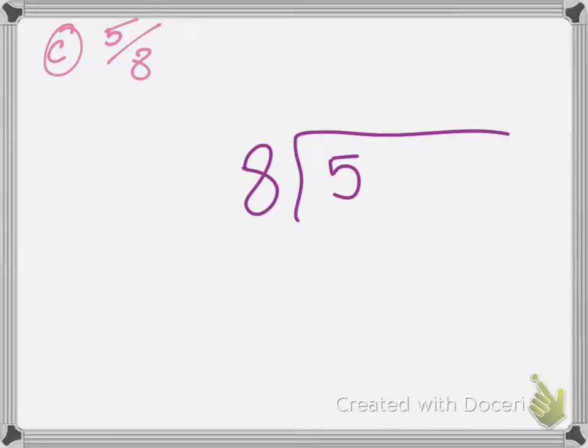I got 625 thousandths, or 0.625. Yes. So 8 goes into 5 0 times. I do 0, dot, 0. It's just the first thing that we always do. 0, dot, 0. It goes into 50 6 times.